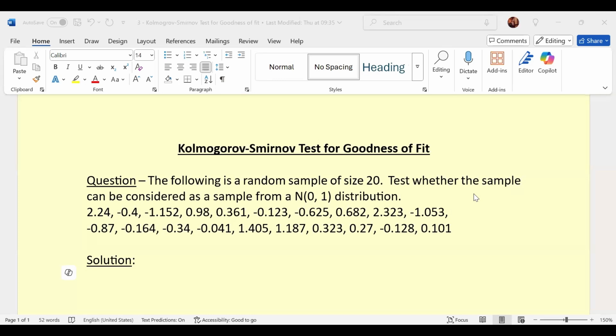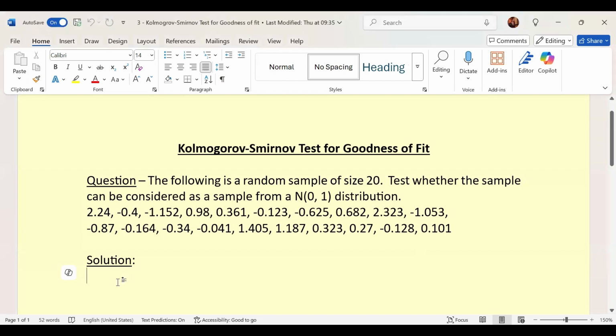Hello everyone. In continuation to our non-parametric tests, next we will see how we use the Kolmogorov-Smirnov test for testing the goodness of fit of a particular data. The question is: the following is a random sample of size 20. Test whether the sample can be considered as a sample from a N(0,1) distribution, meaning a standard normal distribution. Data given here: 2.24, negative 0.4, like that till 0.101.